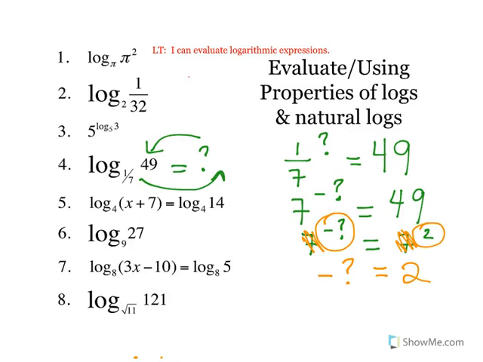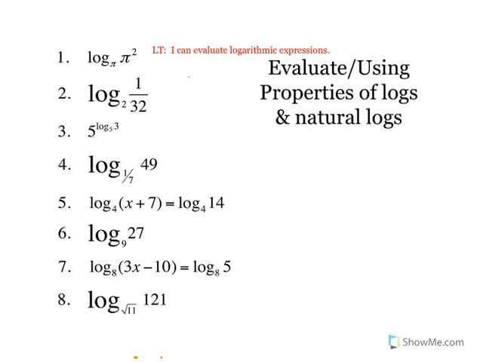Negative 1 times something equals a positive 2. My answer is negative 2. Okay? Think about it. Negative times negative 2 would be positive 2. Okay? And so my answer is negative 2.